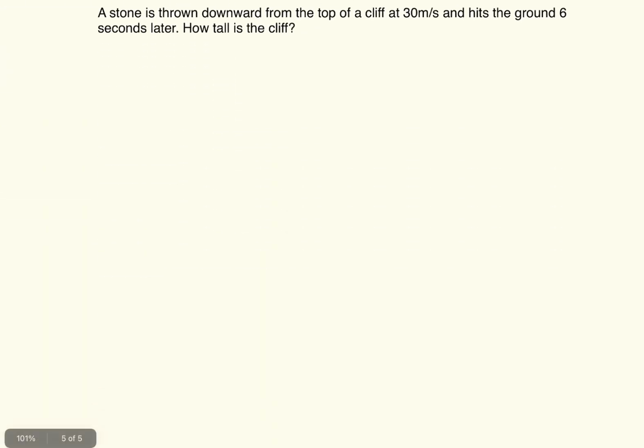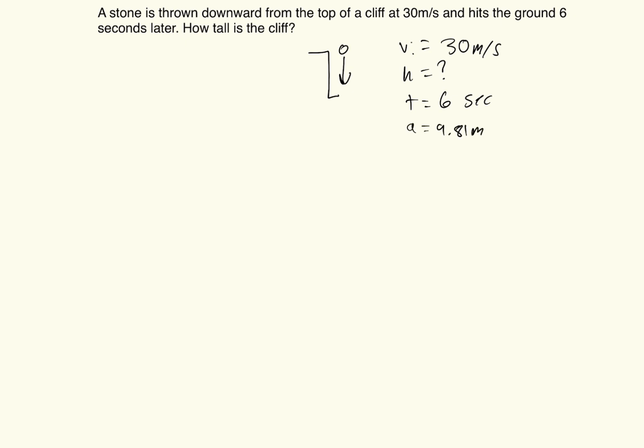So now let's try the final problem. A stone is thrown downward from the top of a cliff at 30 meters per second and hits the ground 6 seconds later. How tall is the cliff? So if we were to draw it out, it would look something like this. Our initial velocity would equal 30 meters per second. Our height is what we're looking for. Our height or our distance, same thing. Our time is equal to 6 seconds. And our acceleration is equal to 9.81 meters per second squared downwards.